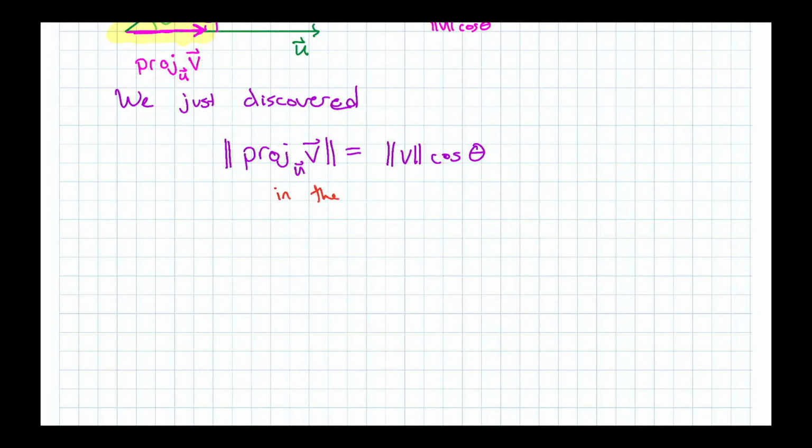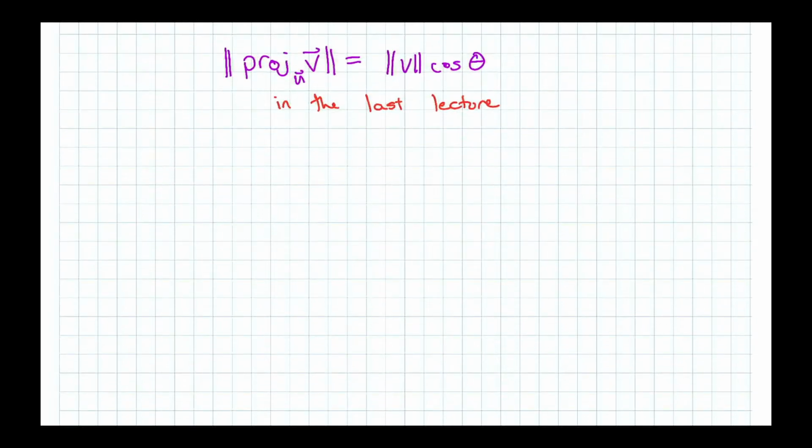In the last lecture, we wrote that u dot v is equal to magnitude u, magnitude v, times the cosine of theta. So you could actually work this out and solve for the projection.